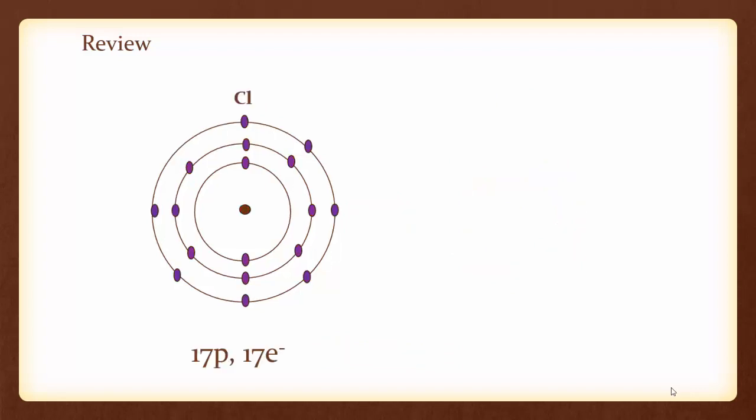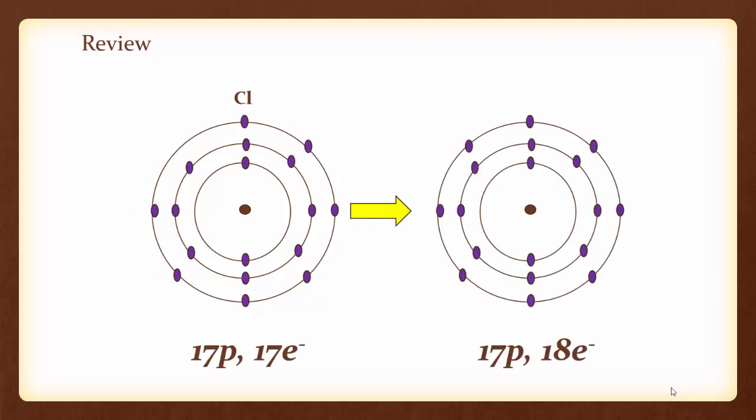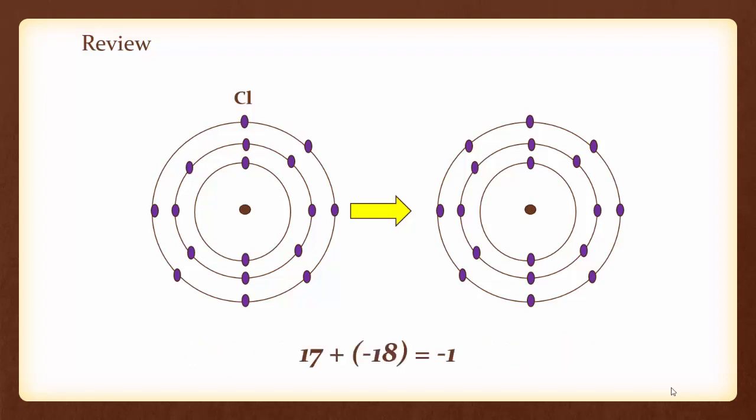is a cation. In another example, we take chlorine: 17 protons, 17 electrons, 7 electrons in the valence shell, gain 1 or lose 7. 1 is obviously smaller. So chlorine will gain 1 electron. It now has 17 protons and 18 electrons. 17 plus 18 negatives is minus 1. So we would have the chloride ion, Cl 1 minus. And because this is negatively charged, this is an anion.